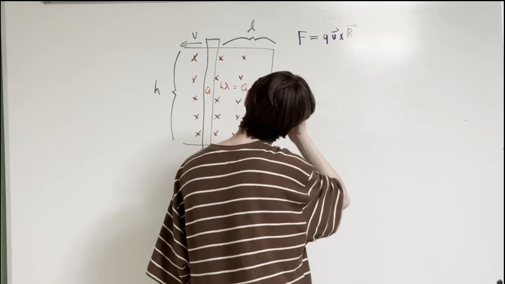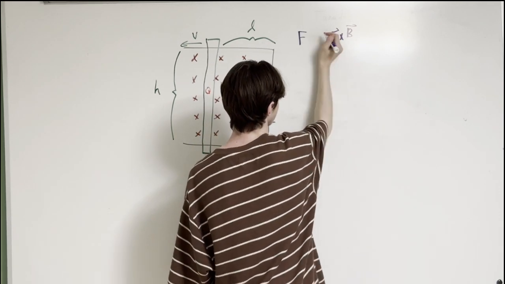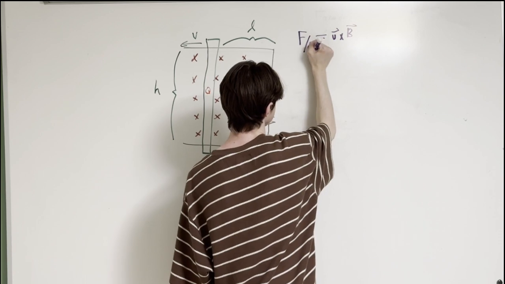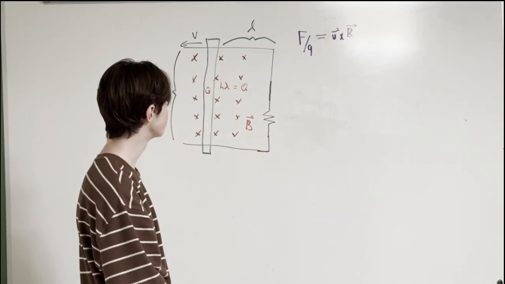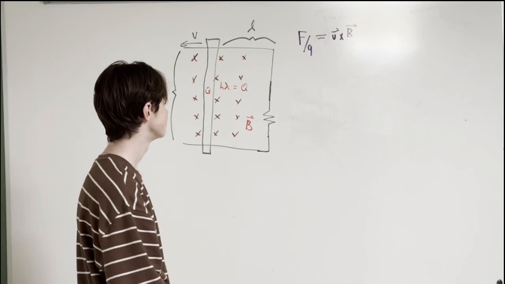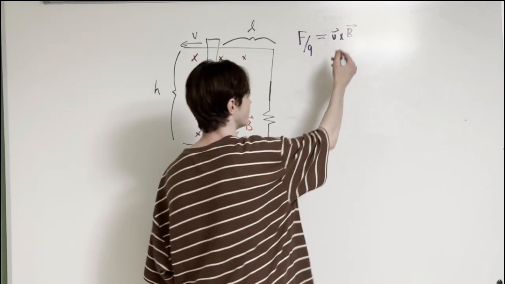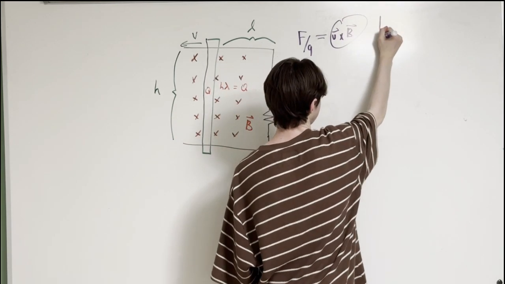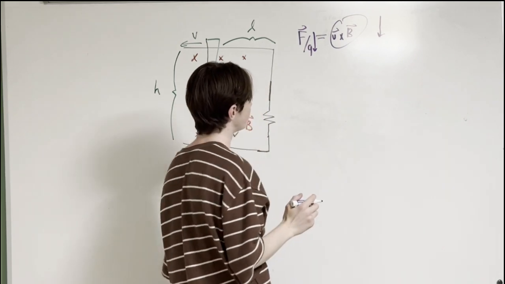And then let's rearrange this equation so we have force divided by charge on the left-hand side. So now we have force divided by charge is equal to velocity times cross product, the magnetic field. So we have this vector here is going to be pointing down, and therefore this vector here is going to be pointing down.